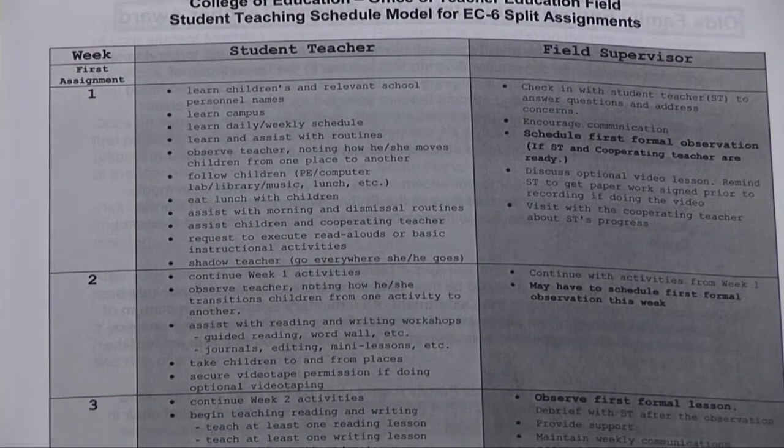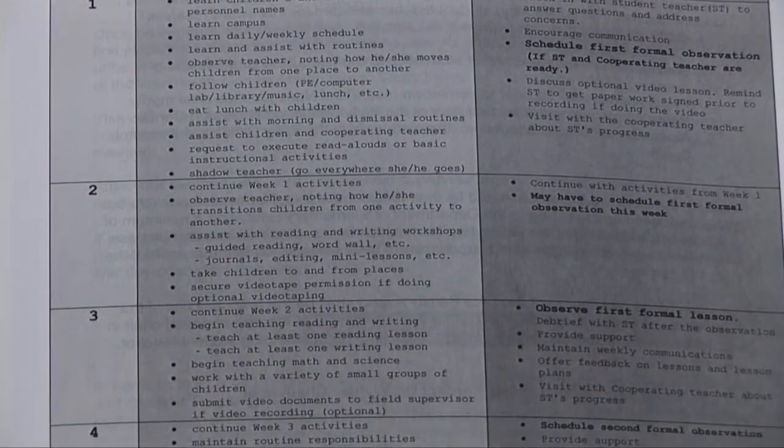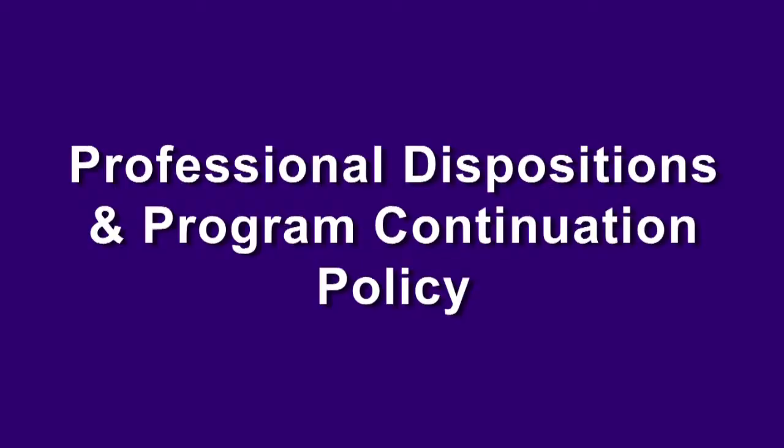Find more information on what is expected from your student teacher on a weekly basis in the Student Teaching Handbook in Appendix A. SFA has the following policy, which is intended for those types of situations: the Professional Dispositions and Program Continuation Policy. If problems are to arise, the University Field Supervisor will explain to you the process in more detail. Policies and procedures can be found in the Student Teaching Handbook.